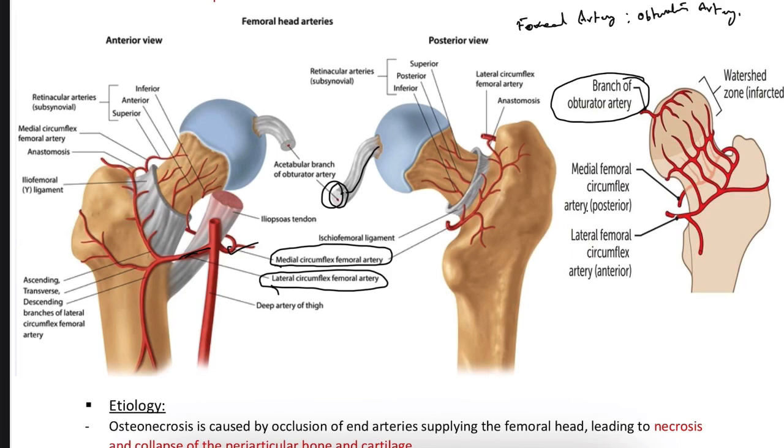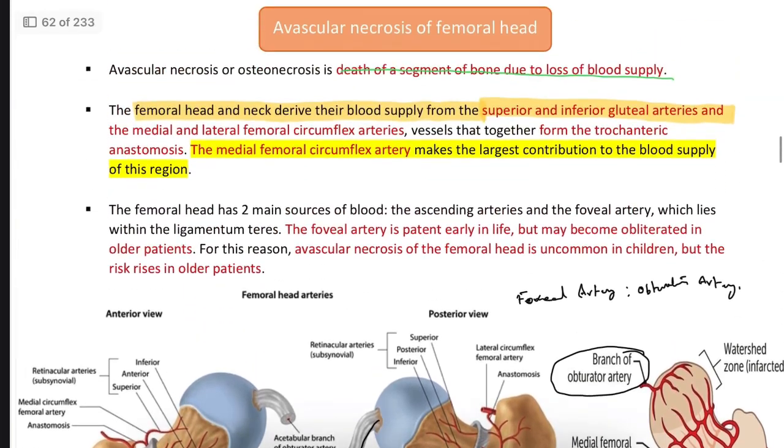Next one, trochanteric anastomosis, which forms a collateral blood supply. Okay, so this is the blood supply.